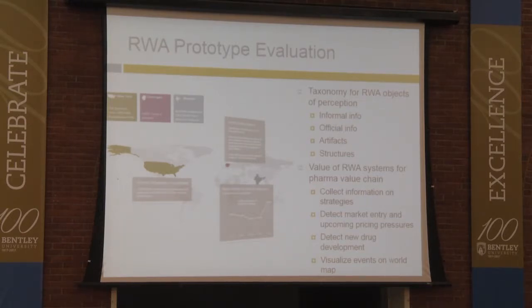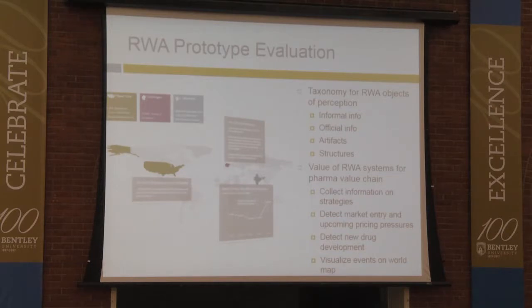So what we have done through the evaluation process was to develop the taxonomy of the types of information objects that companies need to focus on. So there are informal information pieces. This can come from customers, from R&D, from trade shows. Then there are official objects of perception if a competitor enters a market, or if there's a price change, if there's a regulation change. There are artifacts like new studies that could eventually lead to new drug introduction. And there are also organizational structures, the roles, the tasks, and knowledge, both internal and external in the organization.